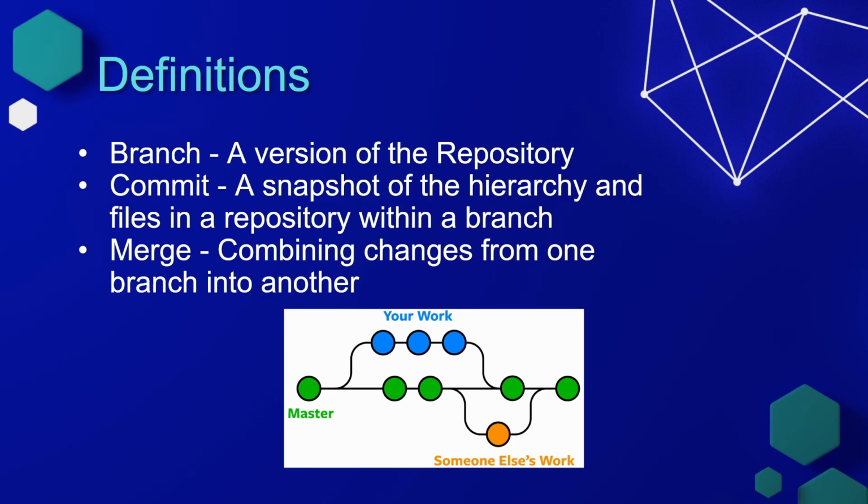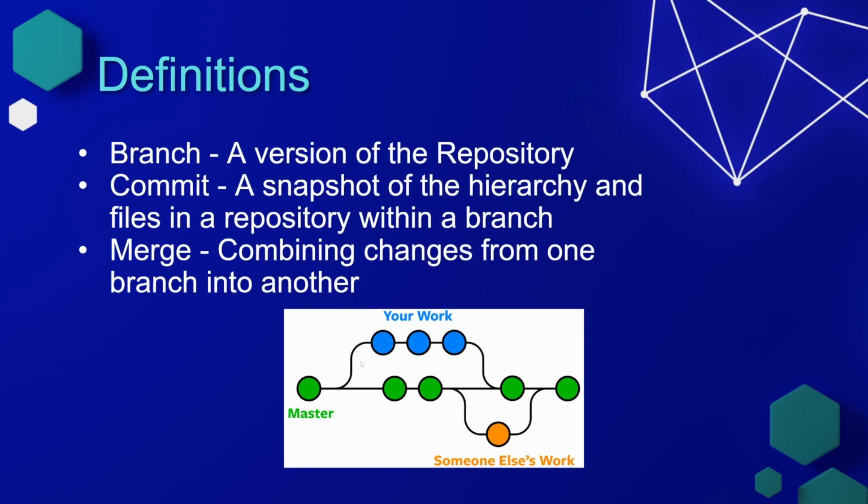And I know we already went over this in week 1, but I just wanted to do a quick review. So a branch is a version of the repository. If we think about it as a literal branch on a tree, it could be branching out from the trunk or the main branch or from another branch. A commit is a snapshot of the hierarchy and files in a repository within a branch. And a merge is combining changes from one branch to another.